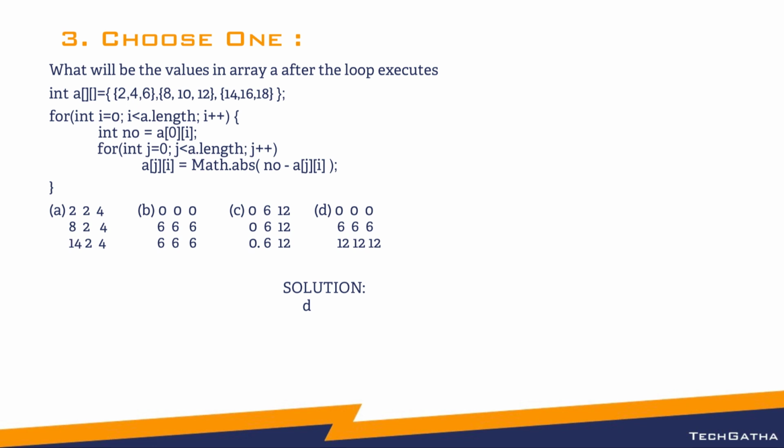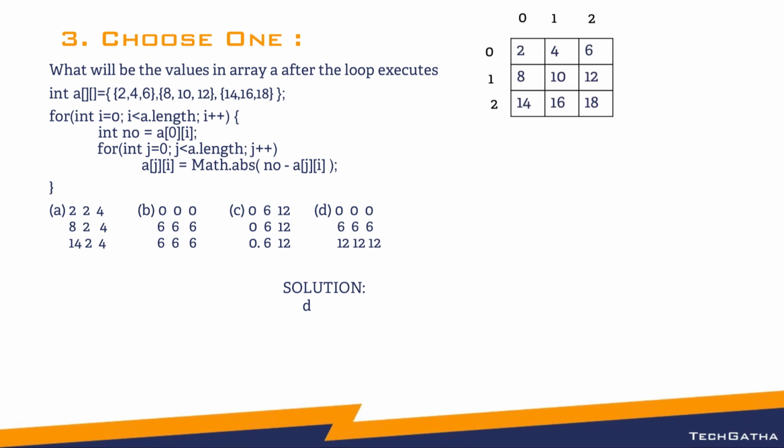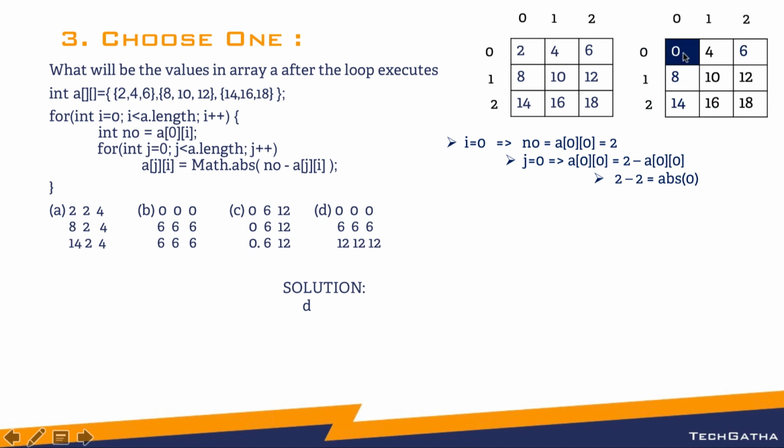To understand how it works, we have this array which is 3 by 3: 2, 4, 6, 8, 10, 12 and 14, 16, 18. It's a 3 by 3 array with their respective indexes. For the first iteration, when I is 0, the value in the number is A of 0, 0, that is 2. Now the J runs 3 times. So the first time when J is 0, A of J, I, so 0, 0 is equal to absolute of the number, 2, minus A of 0, 0, which is 2 itself. That means absolute of 0. So the first value is 0.